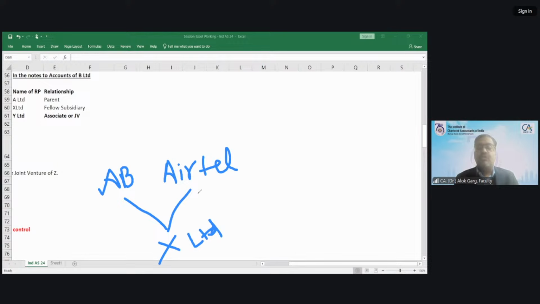And these two different groups put together have also invested in Y Limited. So X is a JV of which companies? X is a joint venture of which companies? X is a joint venture of AB and Airtel.